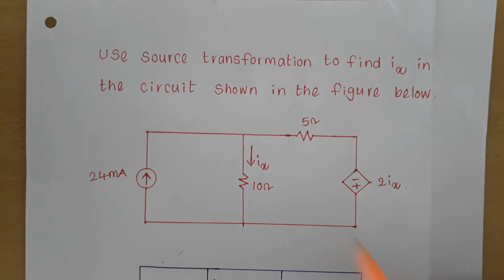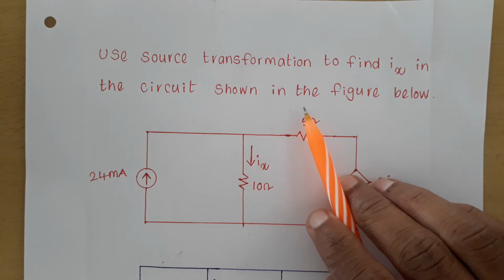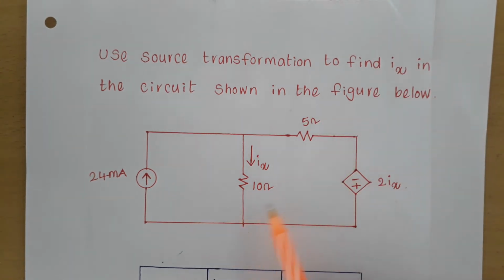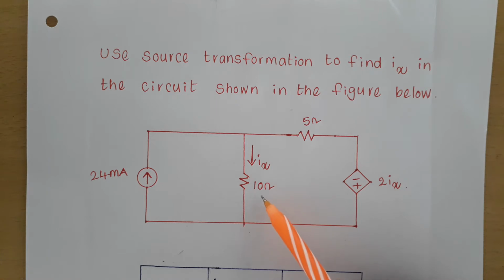Use source transformation to find Ix in the circuit shown in the figure below. So here in this circuit he is asking to find Ix. So Ix is the current in the 10 ohm resistor.